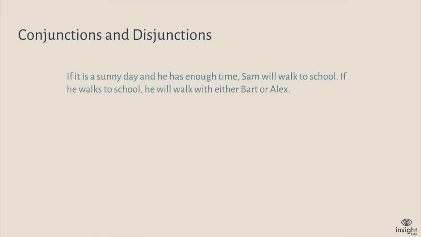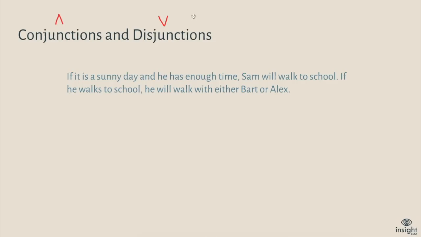Let's try another one, and this time introduce a couple of new elements. So now we're going to talk about conjunctions and disjunctions, which are just fancy names for statements that use and, that's conjunctions, and statements that use or, those are disjunctions. And we're going to put in new symbols for each of these kinds of statements, right? So when we see and, we're going to use this symbol, which kind of looks like an A. And when we see or, we're going to use this symbol, which doesn't look like an O or an or anything, but it is the disjunction symbol.